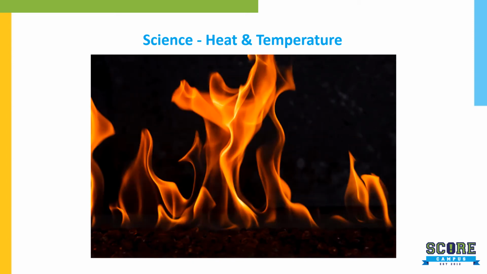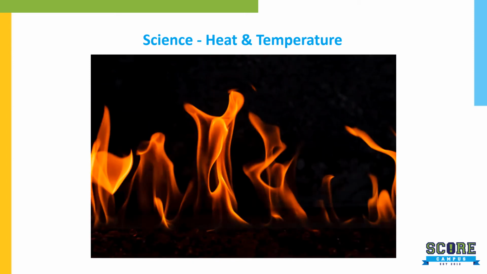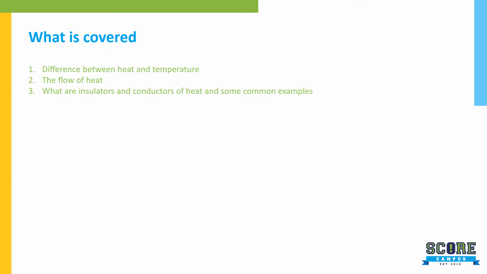Hi kids, in this video we will be learning about heat and temperature. So, what is covered in this lesson? First thing, you will understand the difference between heat and temperature. Second, how does heat flow from one end of an object to another? Third thing, some conductors and insulators of heat and common examples of them. Fourthly, how heat can cause an object to expand or contract. And lastly, how heat can change the state of an object.